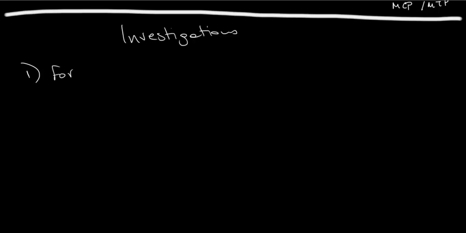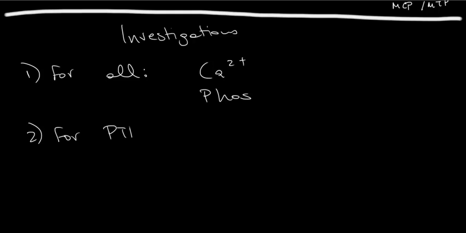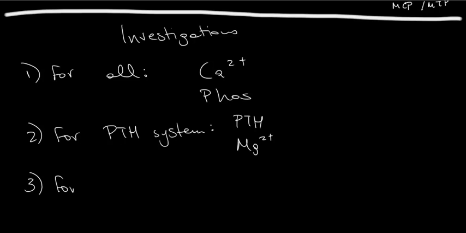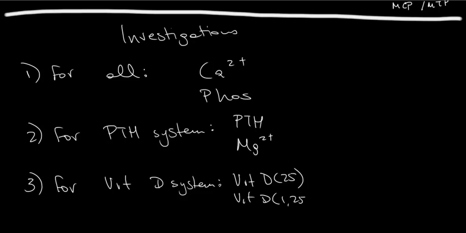Let me scroll down here and make some space for ourselves while we discuss investigations that these patients need. So for all patients, we should get a calcium and a phosphorus level, but when you're focusing on the PTH system, we need a PTH hormone itself and a magnesium level because it interferes with PTH release. And when we're investigating the vitamin D system, we need two hormones. One, the vitamin D 25, and then the active form of the vitamin D, which is vitamin D 125. Both have to be tested.